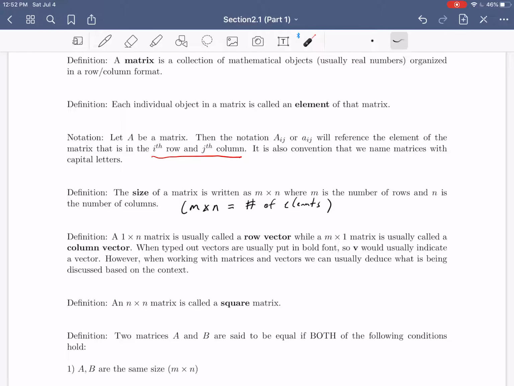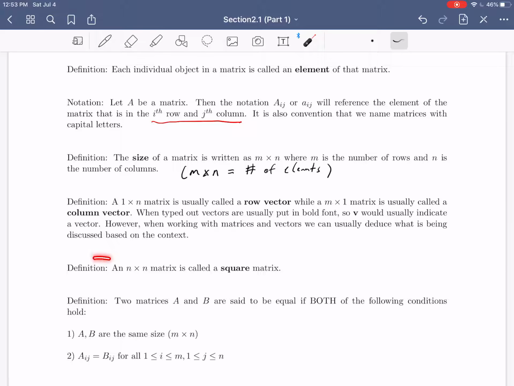So we'll try to have very consistent notation with your textbook. A lot of capital letters for matrices, a lot of bolded letters for vectors, and everything else would just be a scalar or a single value. But just be aware you can usually deduce what's going on based on the context.